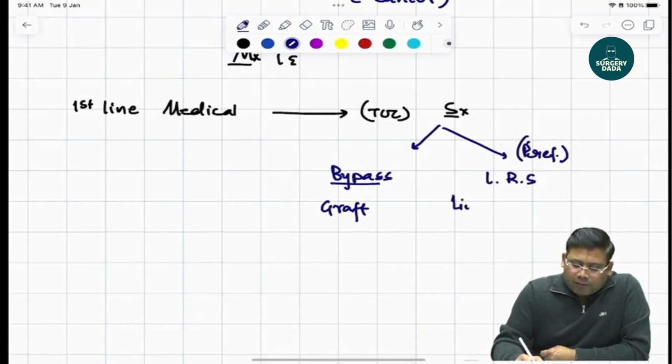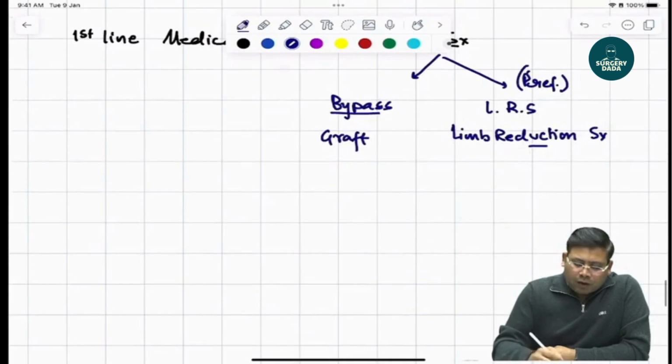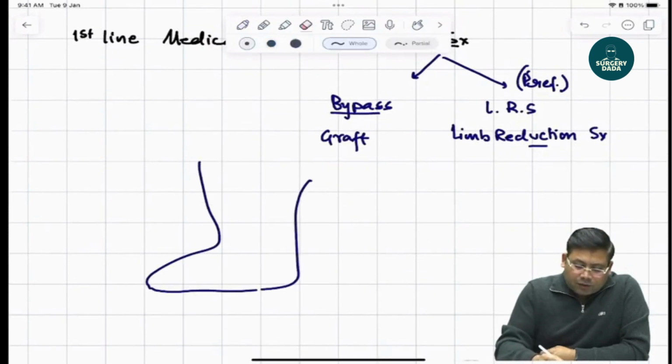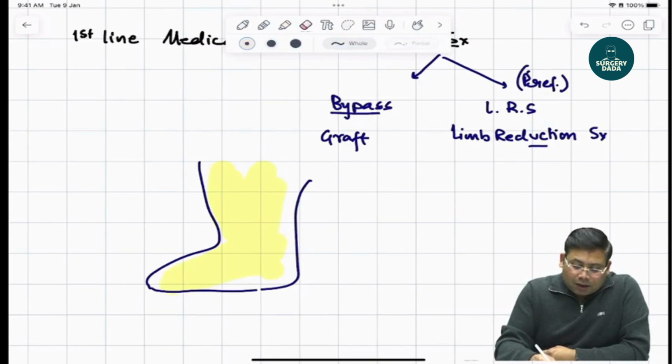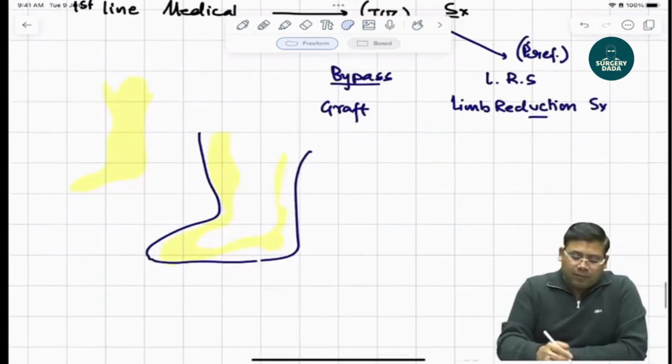What do you mean by limb reduction surgery? I've already taught. Go to my section of lymphatic edema and you will get to know. The aim of this limb reduction surgery is to palliate the extra fat, and that is the cardinal thing that we have. You are going to remove all the extra fat, and thus the girth of the limb gets reduced.